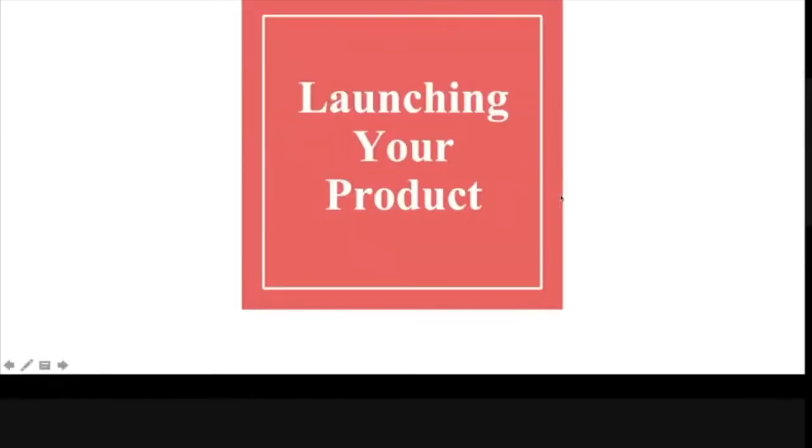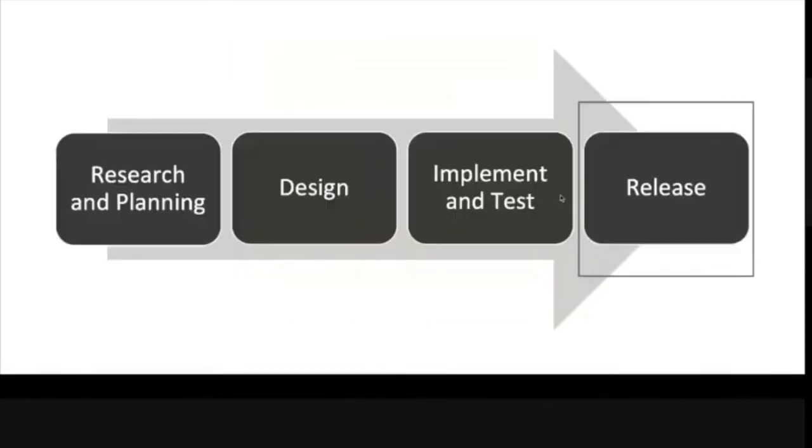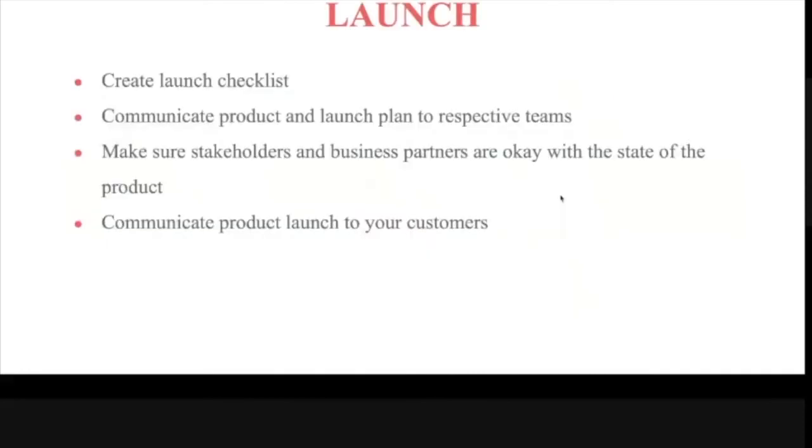So just going over launching your product. Where are we now? Before, we were in the implement and test. Now we're going to be talking about release. So, things to do for your product launch. You create a launch checklist, communicate product and launch plans to the several different teams that you're working with. Make sure stakeholders and business partners are okay with the state of the product. Communicate the product launch to your customers.